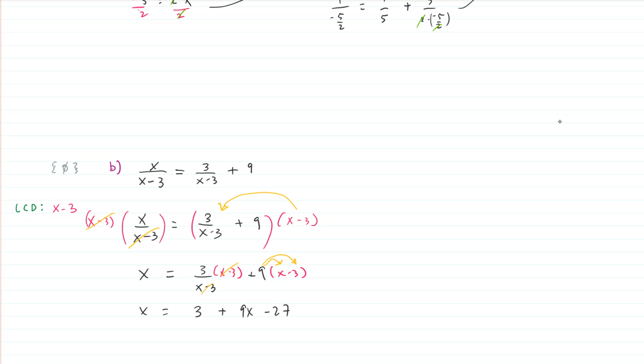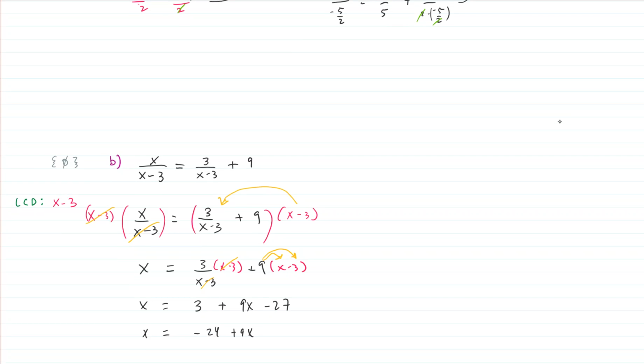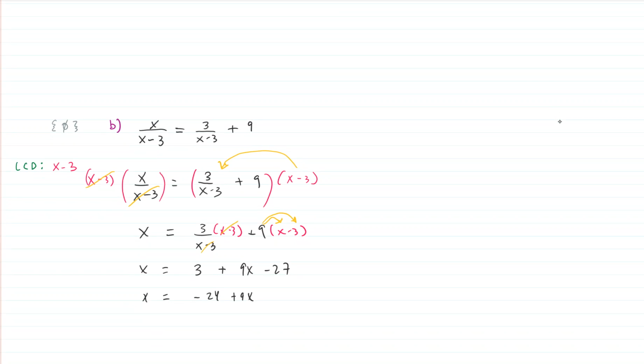Now we just solve the simple equation. Let's get all the x's to one side and all the constants to the other. Let's take the 3 and -27, that gives us, let's simplify one more step, -24 plus 9x. Let's take the x on the left over, so we subtract it away. And now we have 0 equals negative 24 plus 8x.